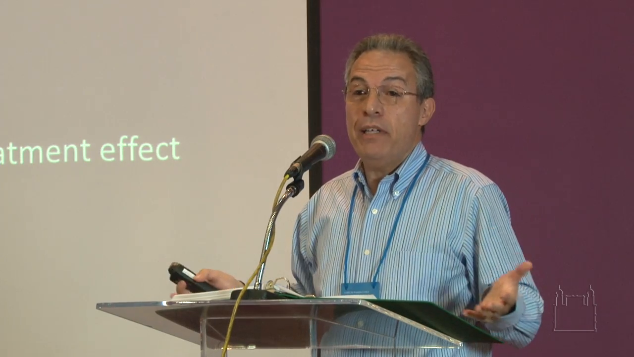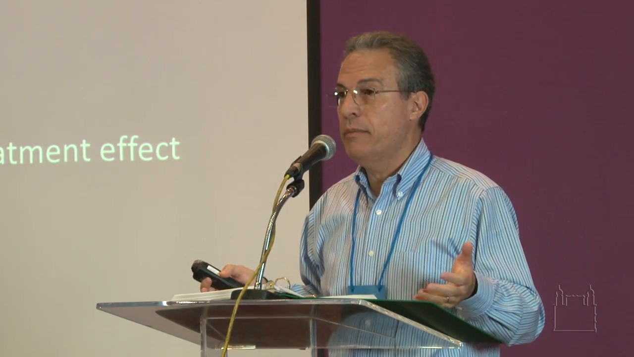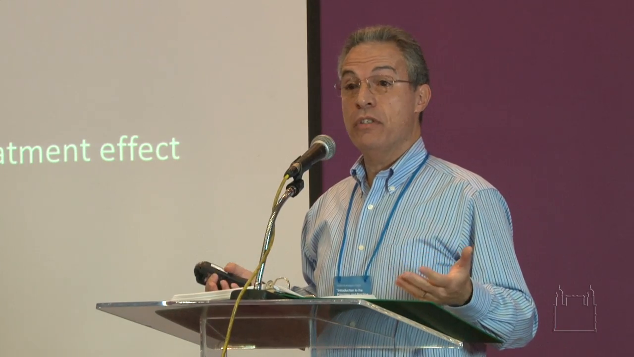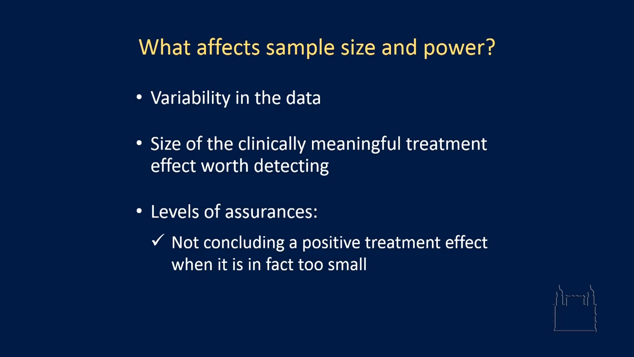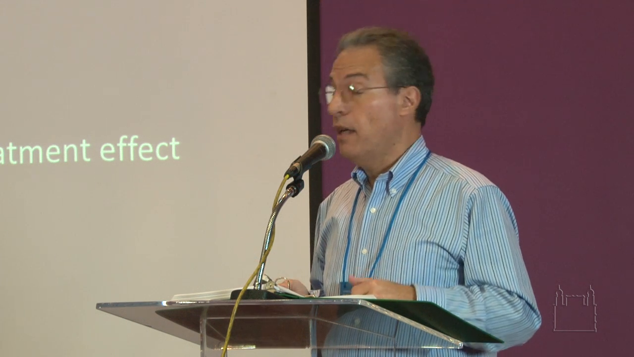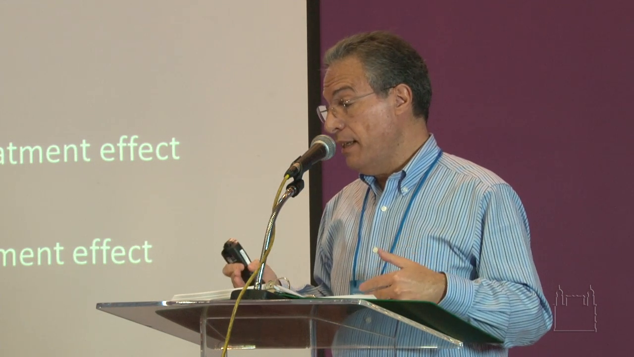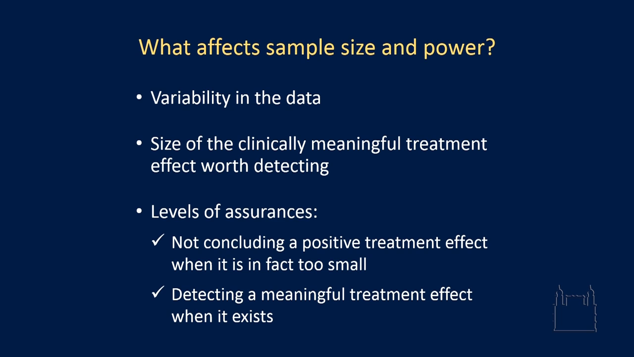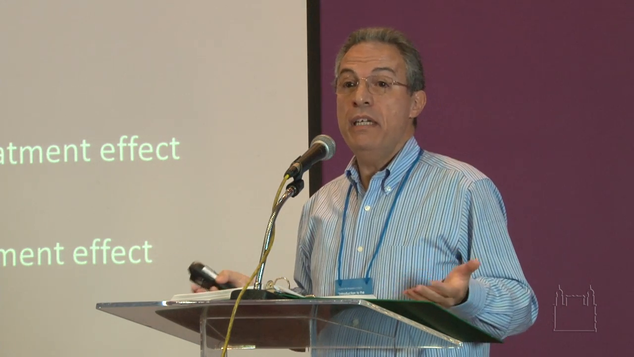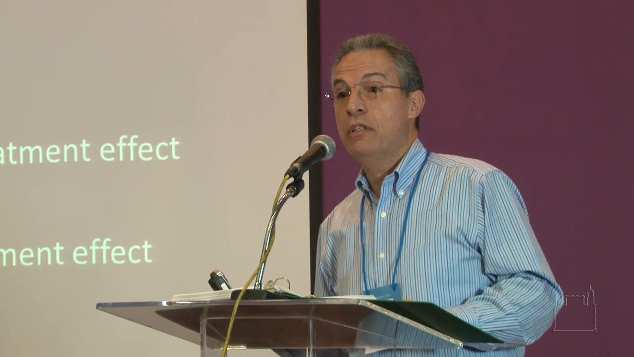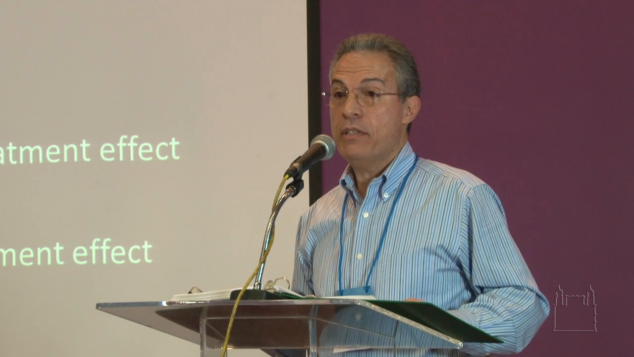In simple language, you have two levels of assurances. Not concluding a positive treatment effect when it is in fact too small. You want to make sure you don't make that mistake, as much as you can. And you want to detect a meaningful treatment effect when it does exist. You want to be sure that you do that. So these are the two assurances, good properties of your test, of your statistics. And that's what sample size does.